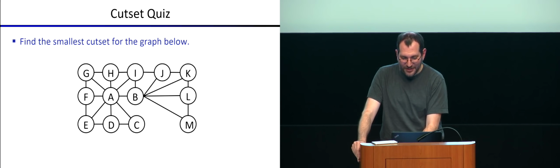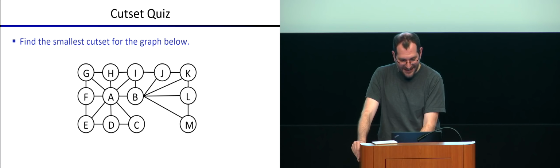Okay. It's kind of a trick question. I guess the smallest cut set is the empty set. But that is the smallest cut set that gives you a tree, so thanks for doing the pragmatics.